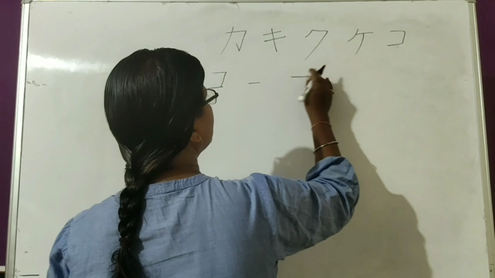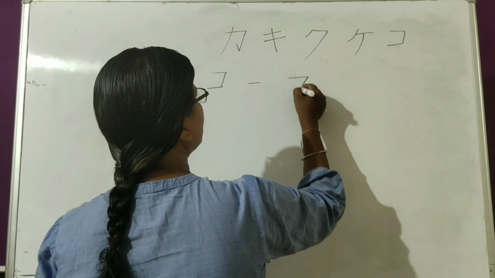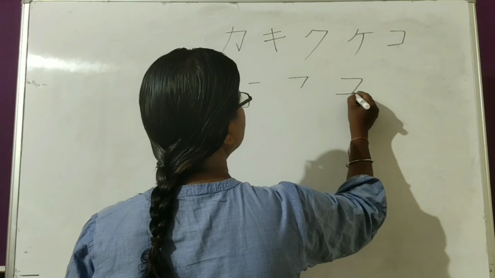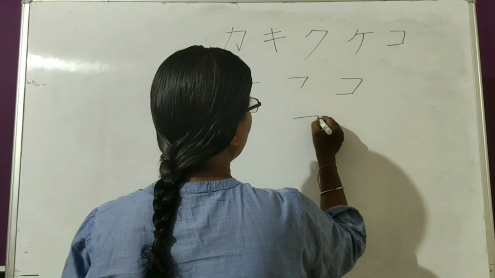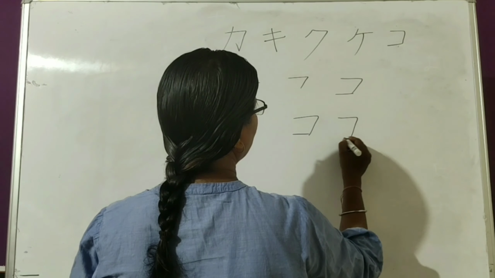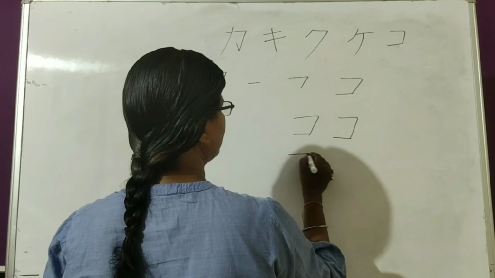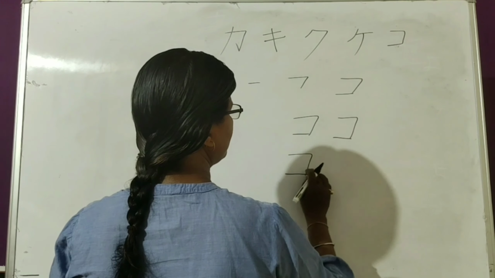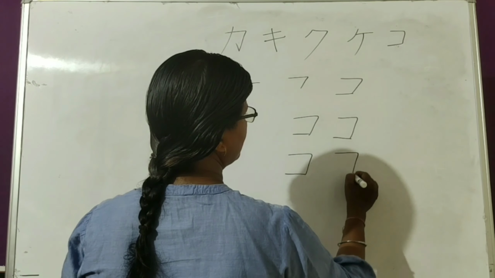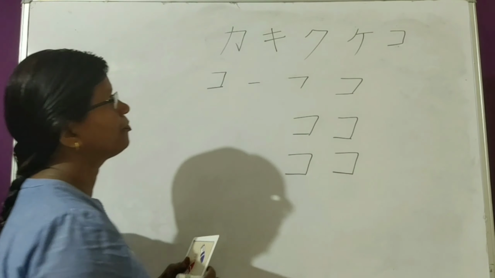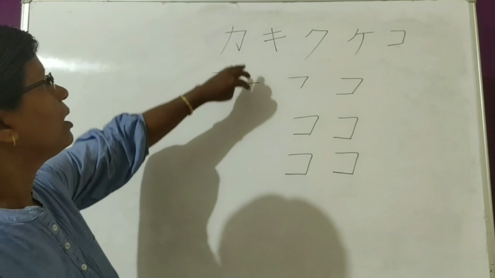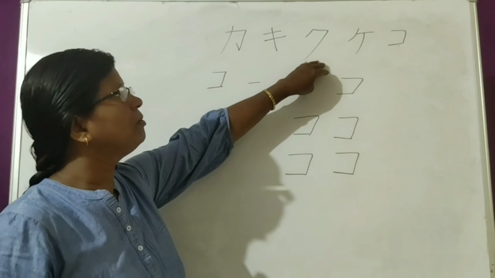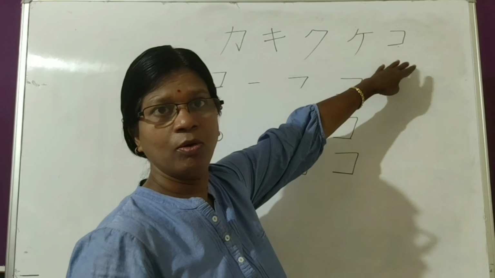First stroke, second stroke. Ko. Okay. Ka, ki, ku, ke, ko.